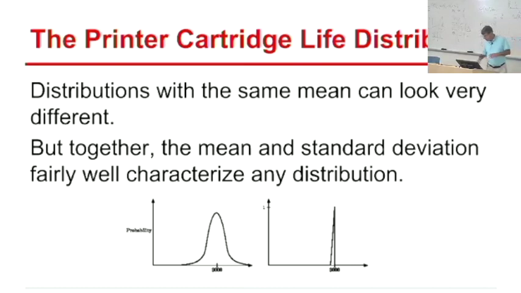Now, what is important to know is that, once you know the mean and the standard deviation of a distribution, together you know a lot about the distribution, whereas with only one of these parameters you don't.